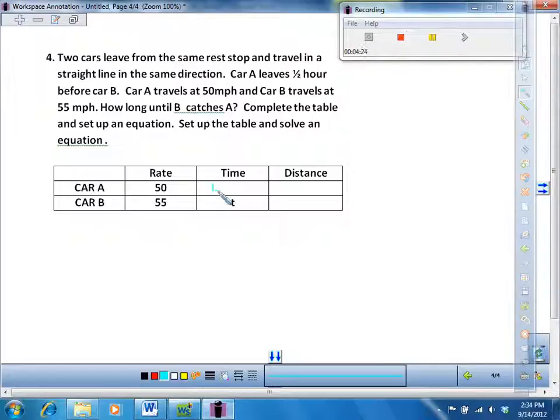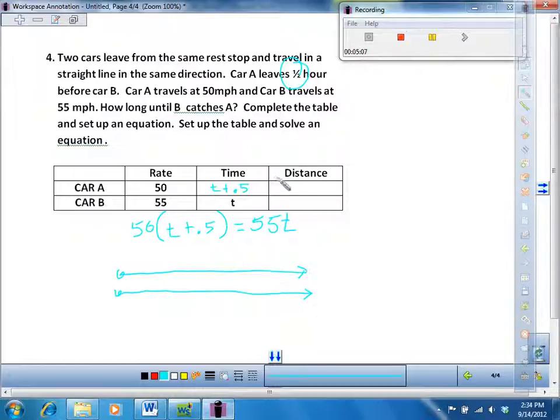So if he goes T, how much does he go? T plus? Not plus 1, plus 0.5 hours, because it's half an hour. Okay, so he went half an hour. So now you know that 50 times T plus 0.5 equals 55T. And the reason I know that's equal is because it says they went on a straight line in the same direction. So one guy takes off and he leaves, and then in a few minutes, this guy leaves and they catch up and they both have the same distance. That's why this is his distance right here, 50 times t plus 0.5, and this is his distance, and those two things have to be equal.